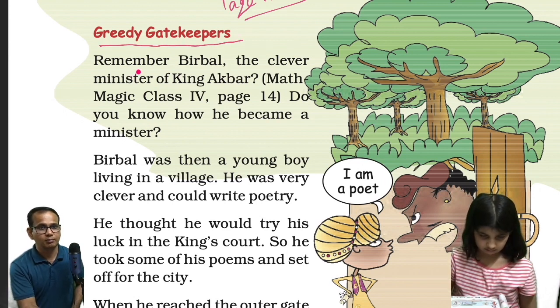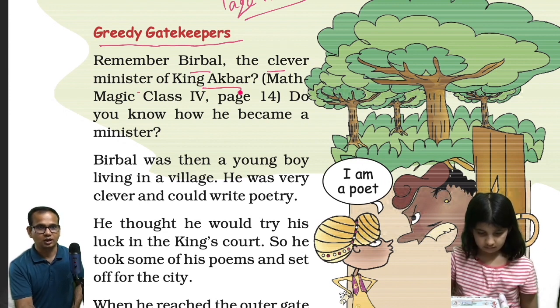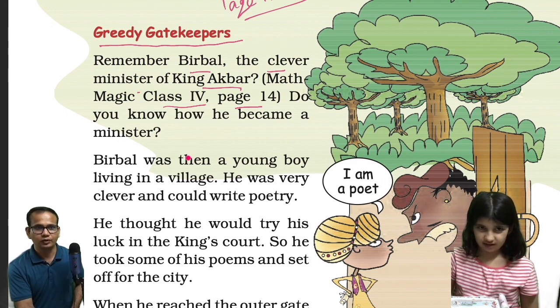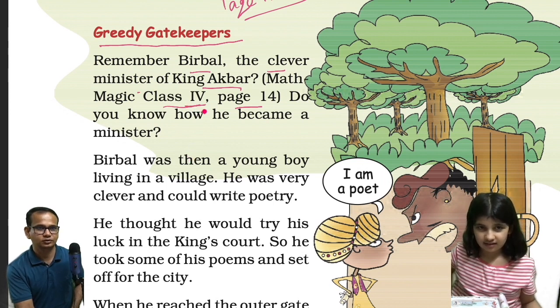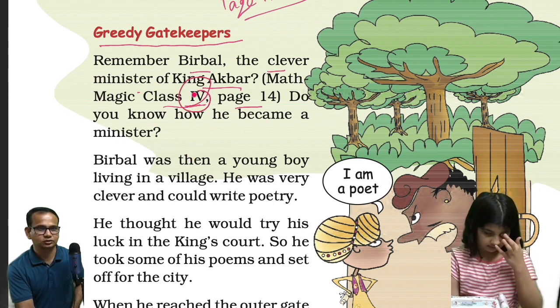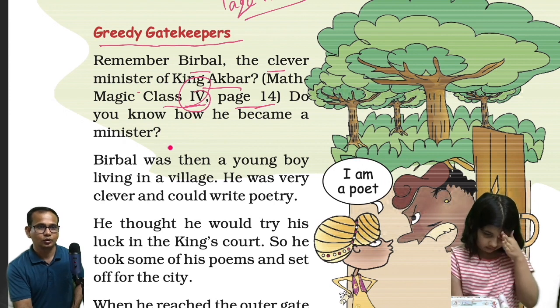Greedy gatekeepers. Remember Birbal, the clever minister of King Akbar. Mathematics, class 4th, page 14. Do you know how he became a minister?